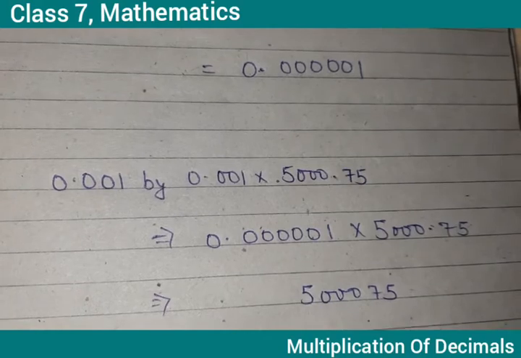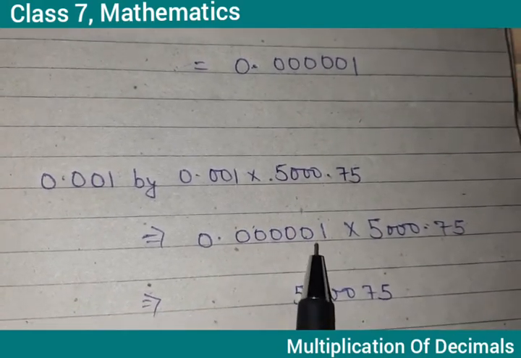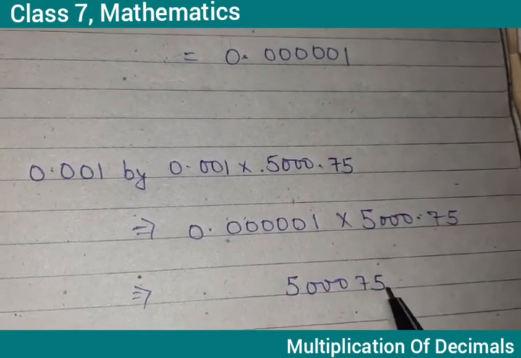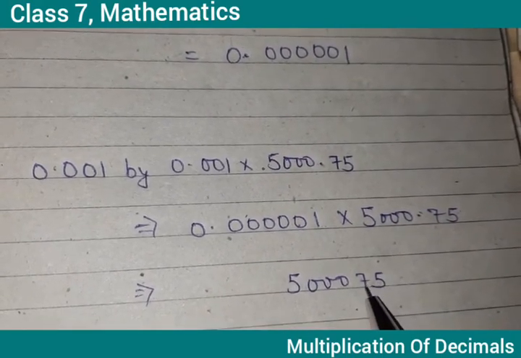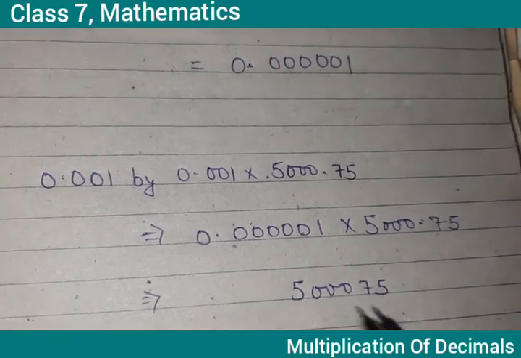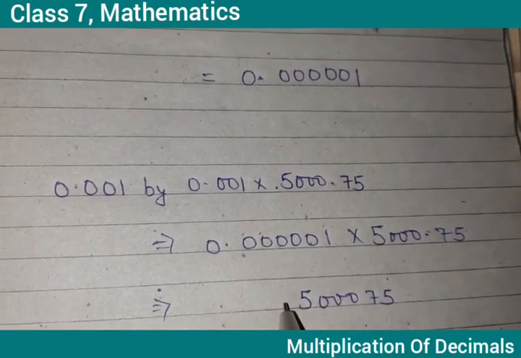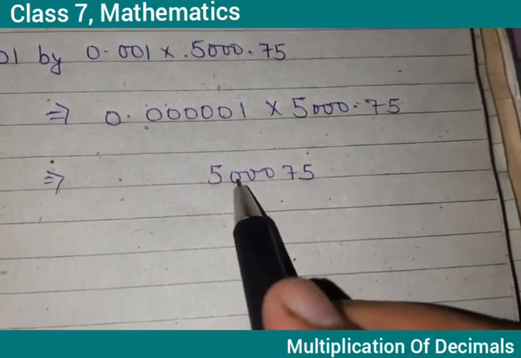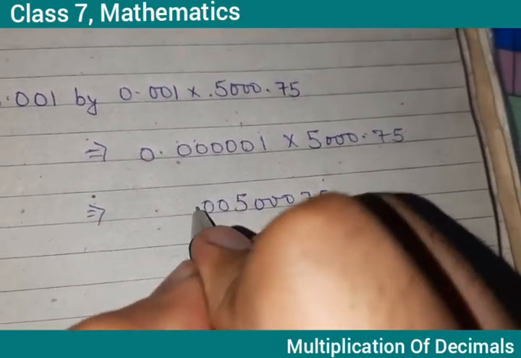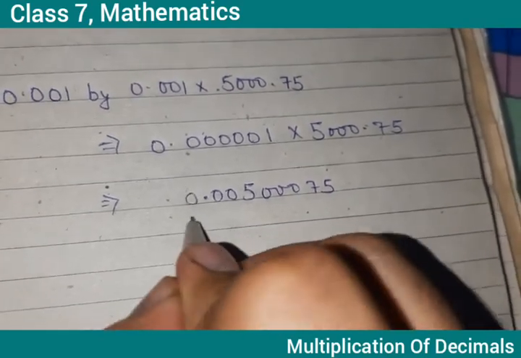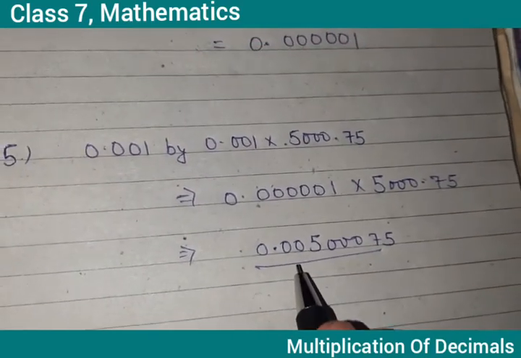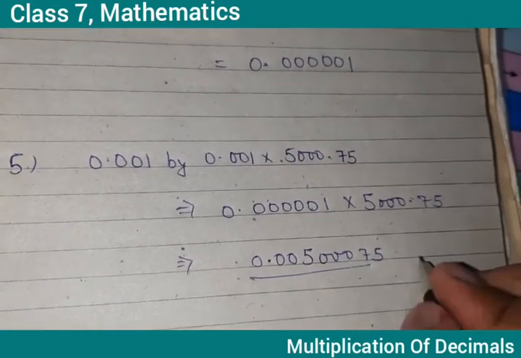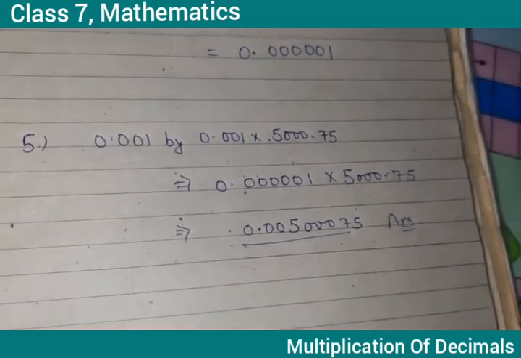No. Let's see how. When we counted the number of decimal places, they were equal to 8. Start counting from the right. 1 2 3 4 5 6. Now there are no digits, so what? We just read here, insert the number of zeros. 1 2 3 4 5 6 7 and 8. Place a decimal here. So this is the final answer. 0.005000075. This is the final answer.